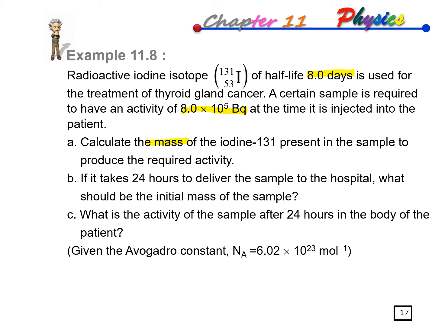And then B, it takes 24 hours to deliver the sample to the hospital. What should be the initial mass of the sample? This one we prepare 24 hours before being injected. And then what is the activity of the sample after 24 hours in the body?